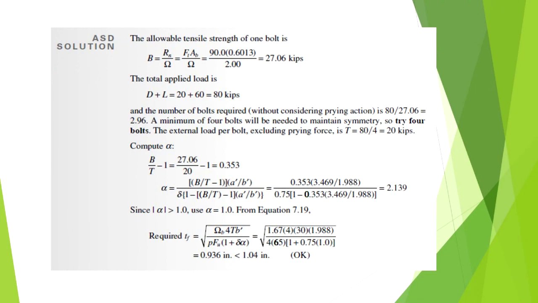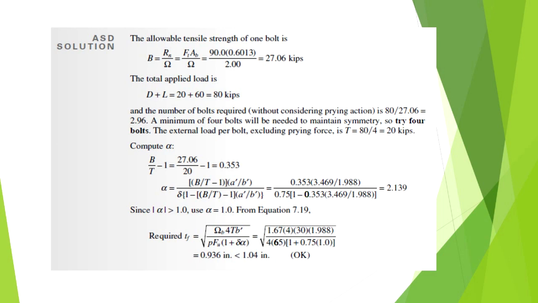For ASD, the allowable tensile strength of one bolt is B = Rn over omega, or 27.06 kips. The total applied load is D plus L = 20 plus 60 = 80 kips. The number of bolts required is 80 divided by 27.06, which is 2.96. A minimum of 4 bolts will be needed to maintain symmetry, so try 4 bolts. The external load per bolt, excluding prying force, is T = 80 divided by 4 = 20 kips.